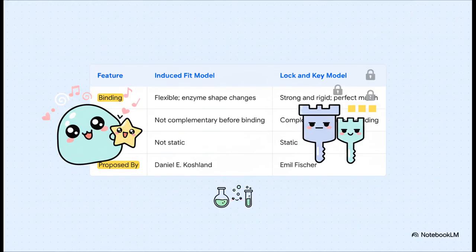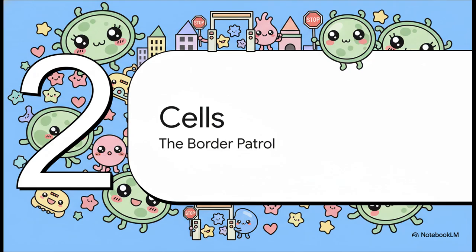So let's break down the differences here. The single biggest distinction is flexibility. You see, in the induced fit model, that active site where all the action happens is dynamic. It actually molds itself to its target. The old lock and key model, on the other hand, imagined it was totally static and unchanging. This idea of flexibility was the game-changing insight that really explains why enzymes are so unbelievably good at what they do.